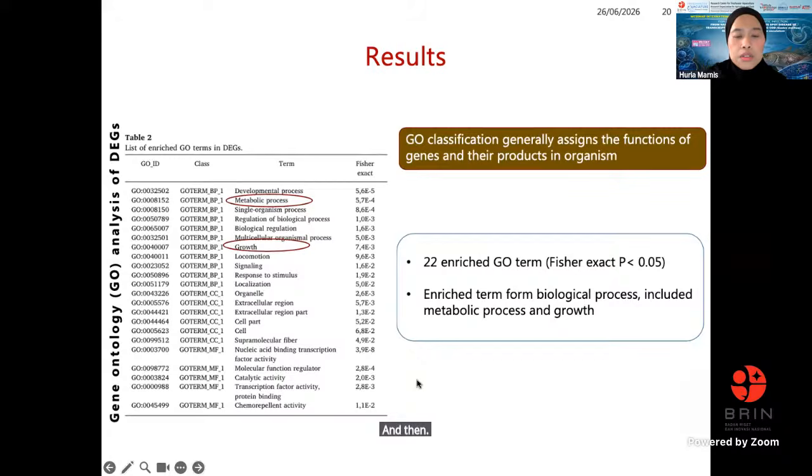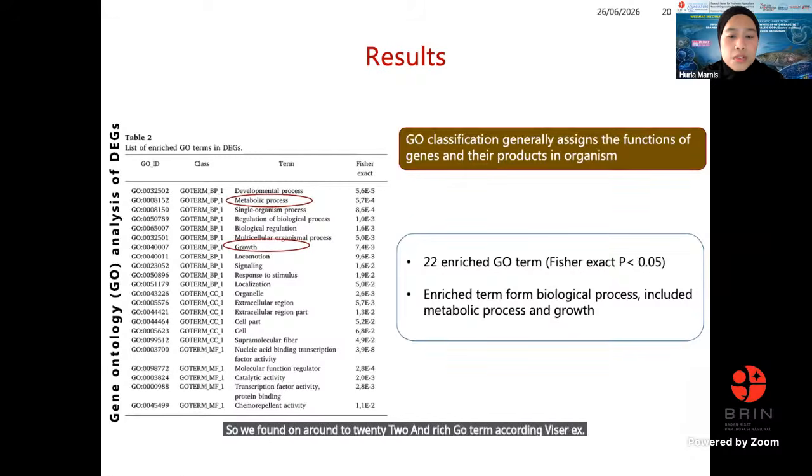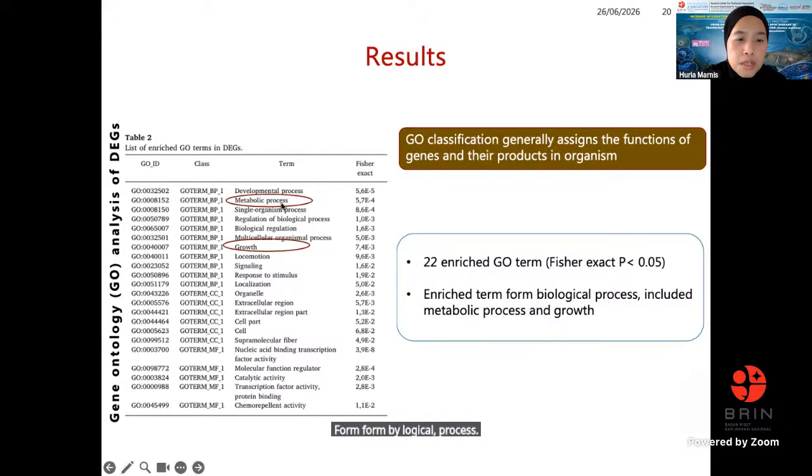When we look in more detail, we found around 22 enriched GO terms according to their exact p-value, and enriched terms from the biological process include metabolic process here and also growth.